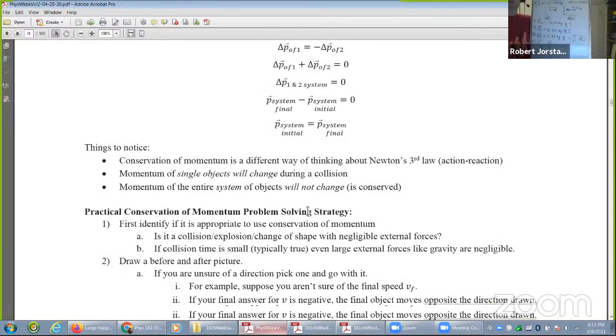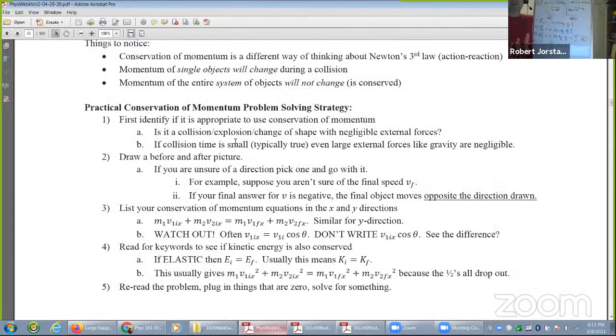All right. So basically, is the collision time short or not? Or are there negligible external forces for some other reason? Next, draw a before and after picture. I don't know if you've noticed, we already had one of those. It's just like the energy chapter. One picture is not enough. If you're not sure which directions the objects go, you're just going to pick one and go with it. I'll give you an example in a minute.